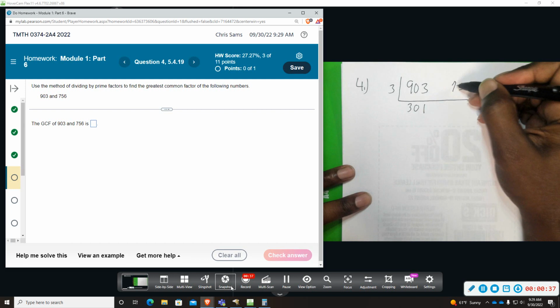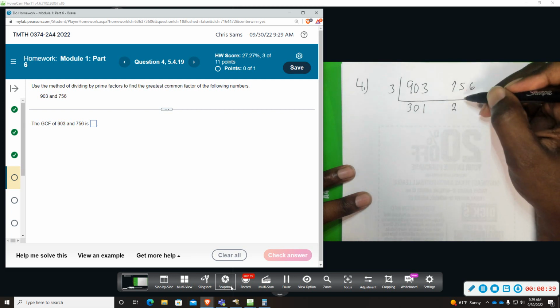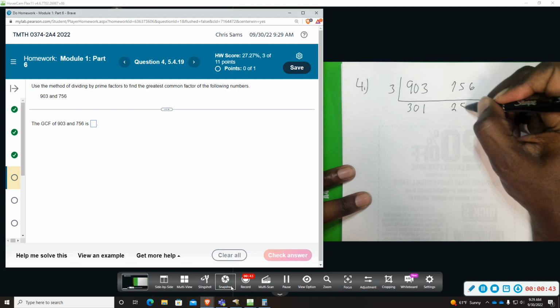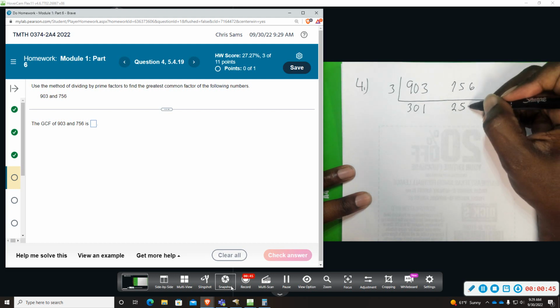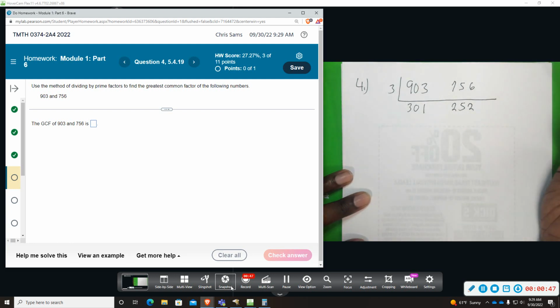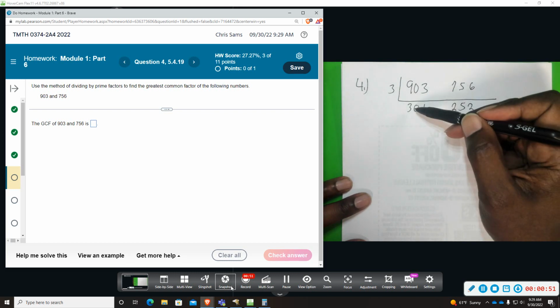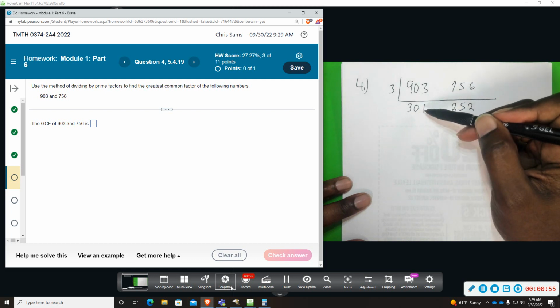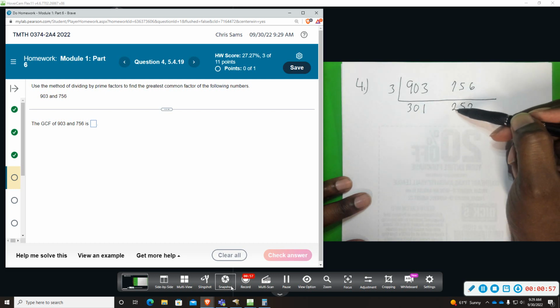So 3 will go into 7 2 times with 1 left over. 15, 3 will go into 15 5 times evenly, and 6, it will go in there 2 times. Okay, so we divide it by 3, and then from here, it's not divisible by 3 anymore. 252.